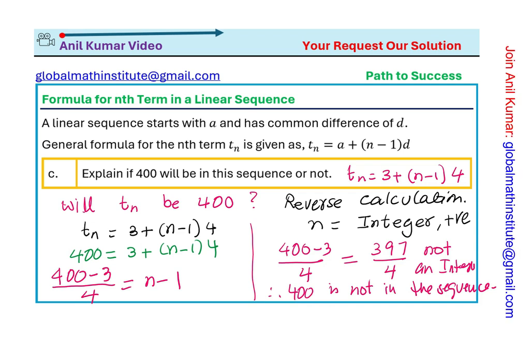That is how, with reverse calculation, we can easily figure out whether it is a term in the sequence or not. If it is a term, we would get the term number as an integer, right? I hope that concept is absolutely clear.